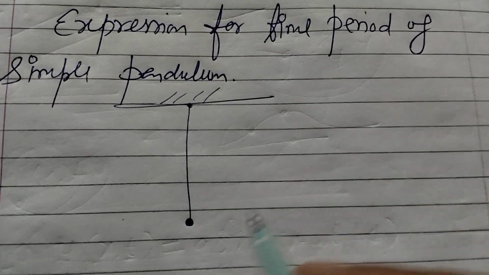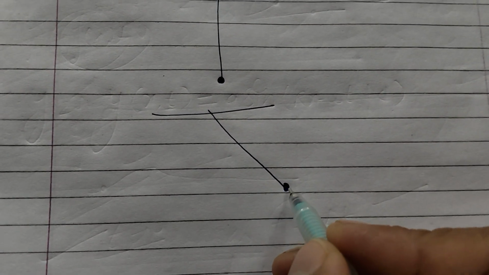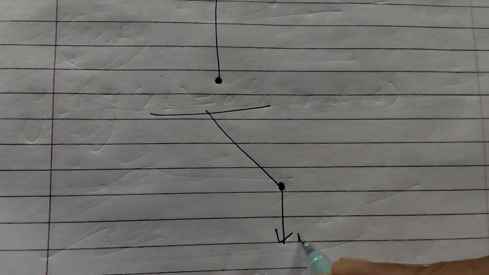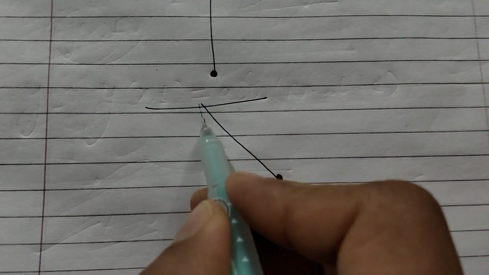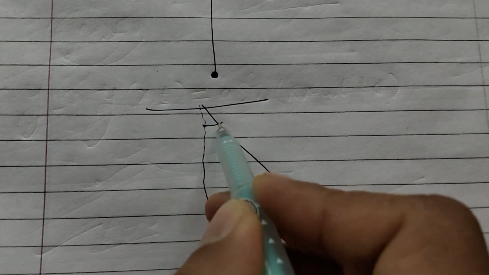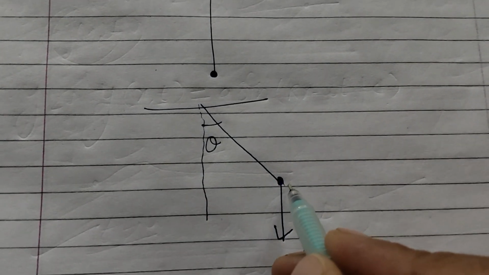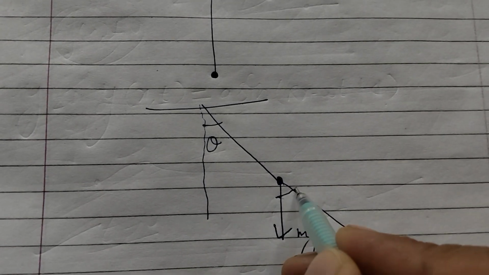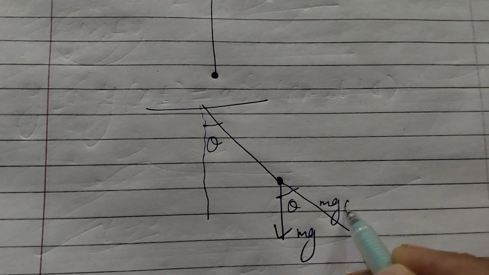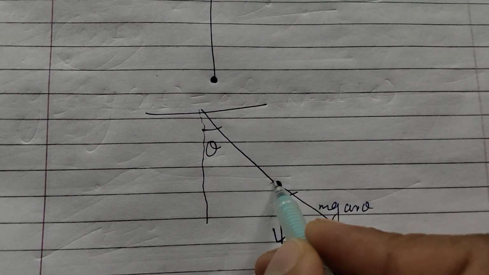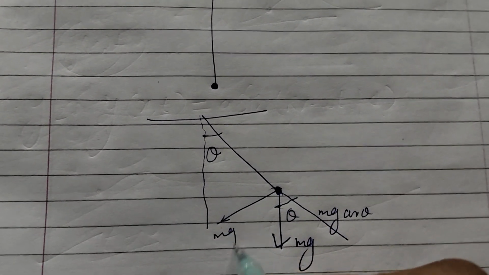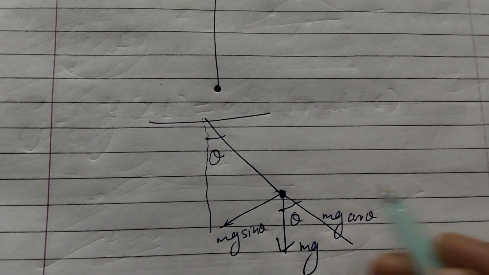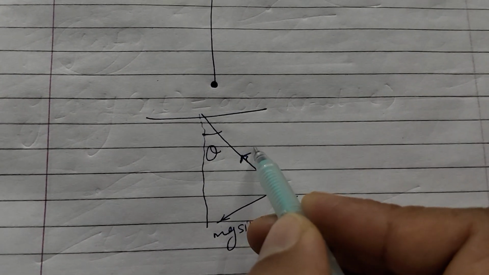doing nearly SHM. For example, this pendulum at some instant of time is at this position, and after that we'll check what forces are acting on the pendulum. So this is the weight of that bob. Let's suppose it is displaced by some angle theta, and then this component of the weight is mg cos theta, and this component is mg sin theta. We'll resolve that weight, and this is the tension in the string.